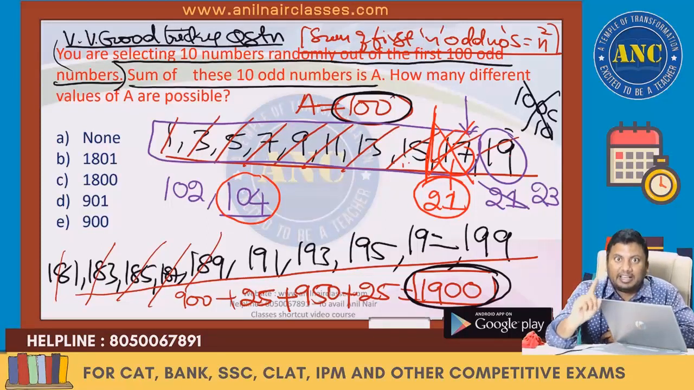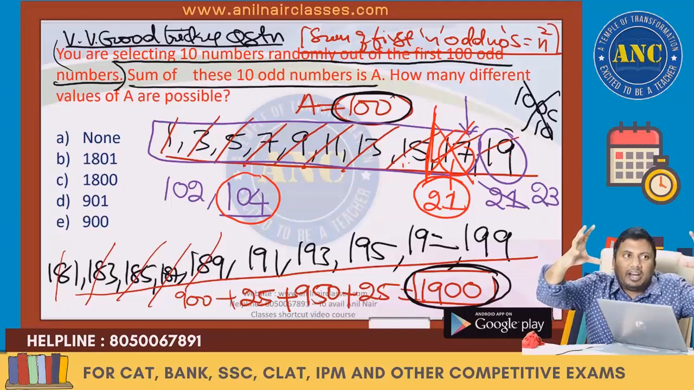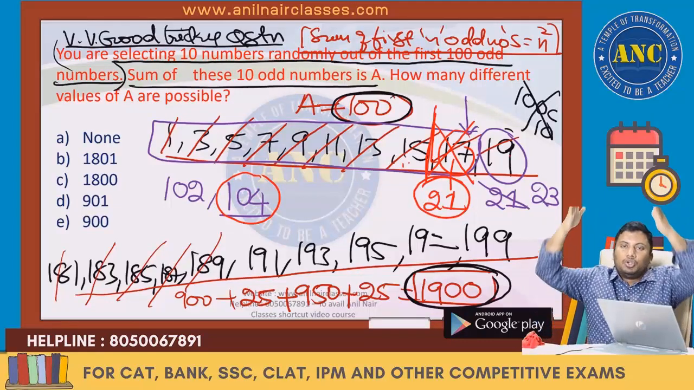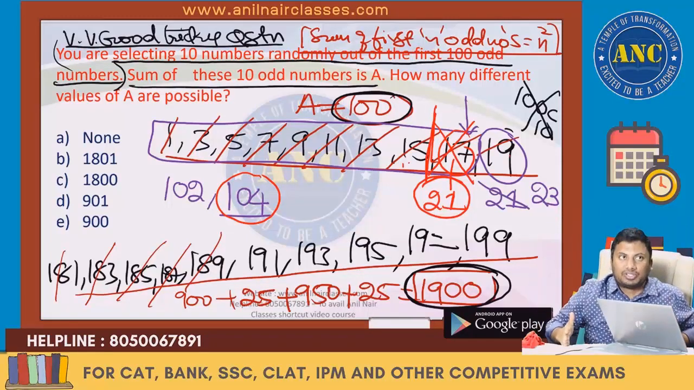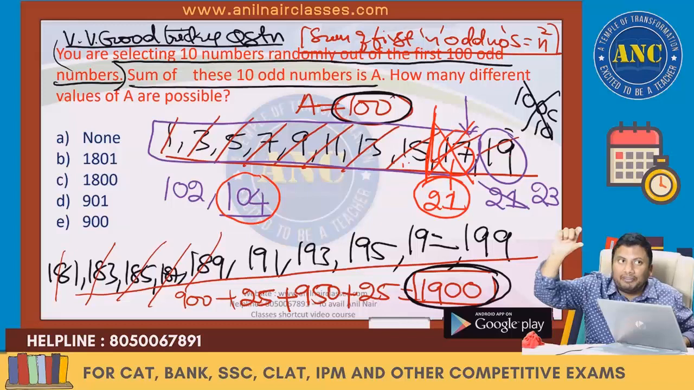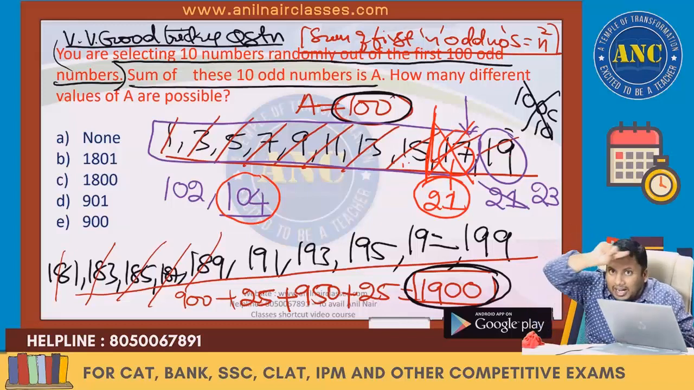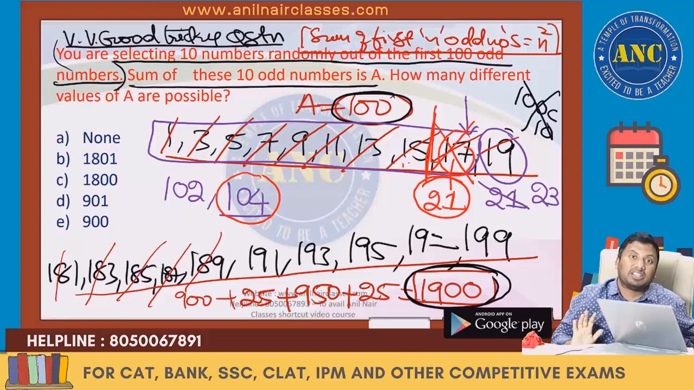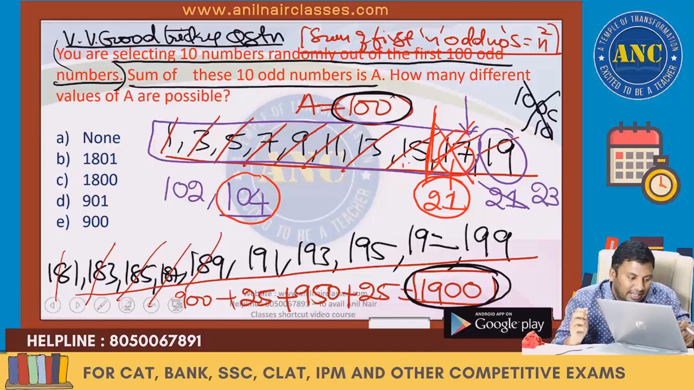So 100C10 is incorrect. Why? Because out of 100 numbers you are selecting 10, and you would need all the sums to be unique values. But for the sum 104 I get one selection, and another selection by replacing 17 with 21. Similarly, you can try for 106 and 108. Every sum is not given by one selection. So 100C10 is incorrect.